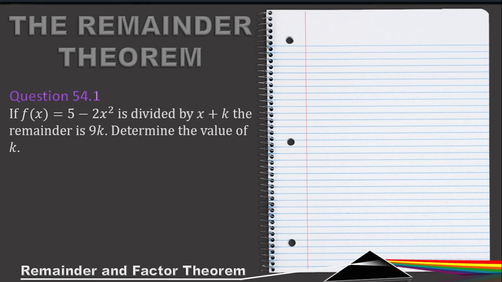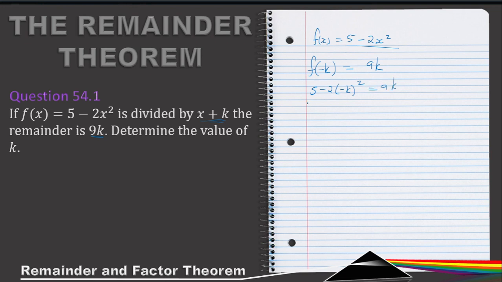Okay, question 54.1. Now, if f(x) equals 5 minus 2x squared is divided by x plus k, the remainder is 9k. Determine the value of k. So we have our f(x) value, 5 minus 2x squared. Now it says that this is what it's divided by. So it means that if you substitute in minus k, it should give you a remainder of 9k. So basically take your polynomial. Instead of x, we put minus k. 5 minus 2(-k) squared equals 9k.